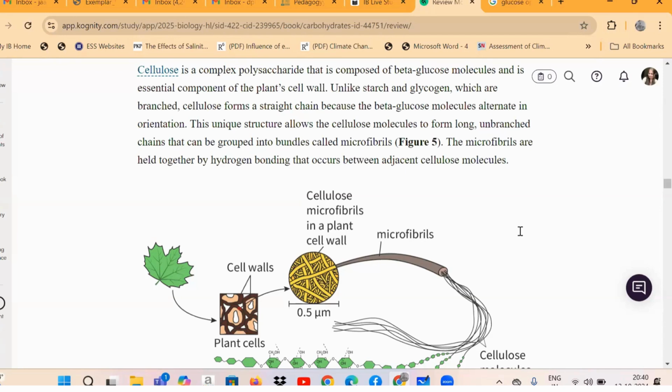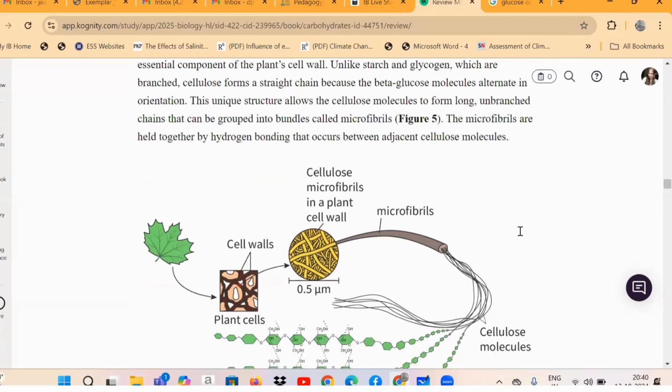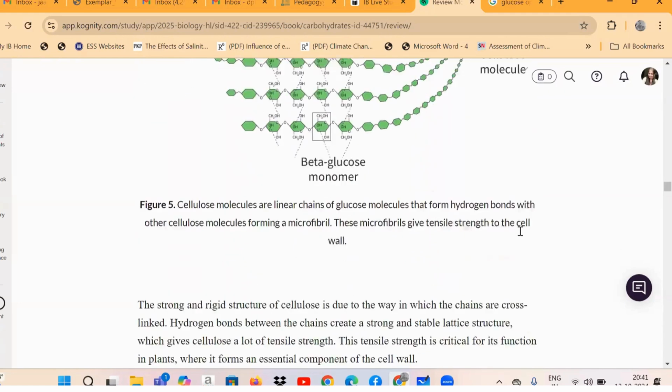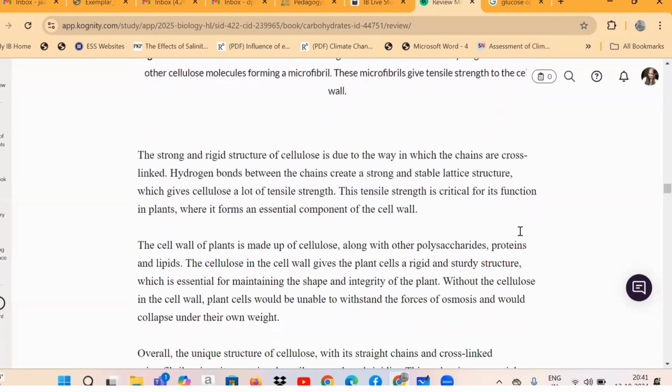So, you have already explained everything. This structure is also very important, and you can see the structure over here. They are arranged in microfibrils, like you told me. Long unbranched chains group together to form a structure called microfibrils. And these microfibrils are held together by hydrogen bonding present between adjacent cellulose molecules. That is how cellulose is arranged in the plant cell wall. Because of this microfibril hydrogen bonding, the molecule becomes stable, and that provides the property of rigidity and stability for the plant cell. The tensile strength of the plant cell comes from this cellulose.